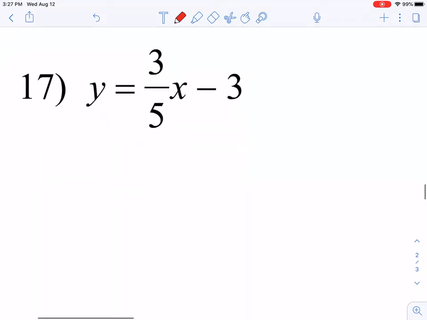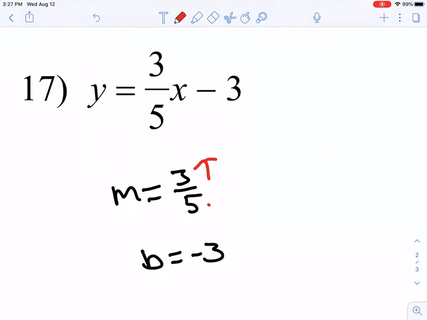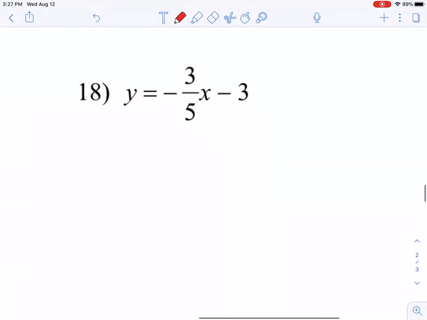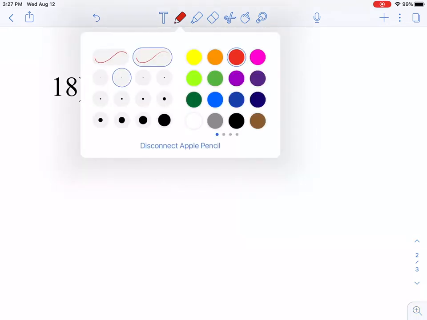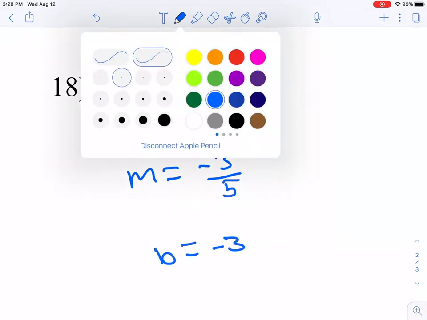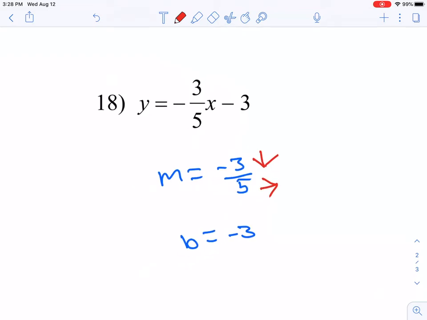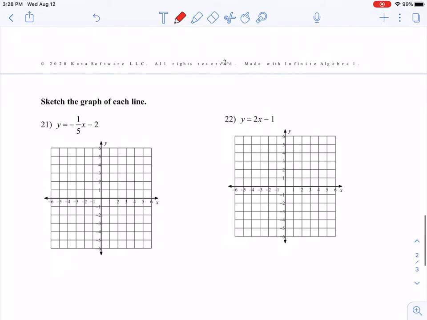I'm going to move quickly through these because hopefully you're getting more and more familiar. And as I'm doing them, you're watching and going, oh, M is 3 over 5. B is negative 3. And we're going to go up 3, right 5. This will be the last one I do. I'm not going to do them all. M equals negative 3 over 5. B equals negative 3. And we're going to move down 3, right 5. Because there's a negative, we move down. When it's positive, we move up. So let's practice that with graphing.